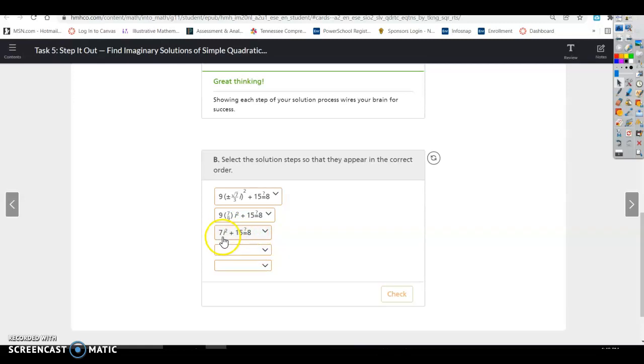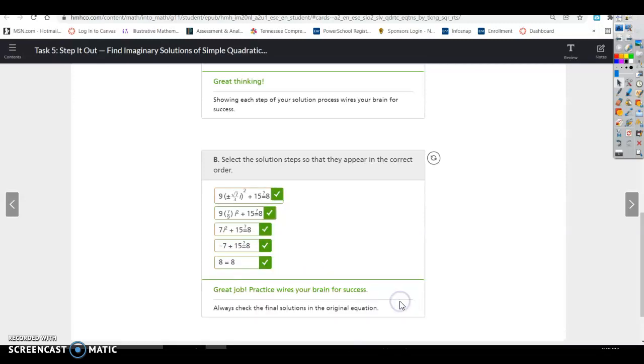And now we're going to say i squared equals -1. So 7 times -1 is -7 plus 15. Does that equal 8? And -7 plus 15 does equal 8. So 8 equals 8. So by plugging in the answer, we can check it and see that it works. We know that it works when the left side is the same as the right side. So 8 equals 8 proves that our solution is correct.